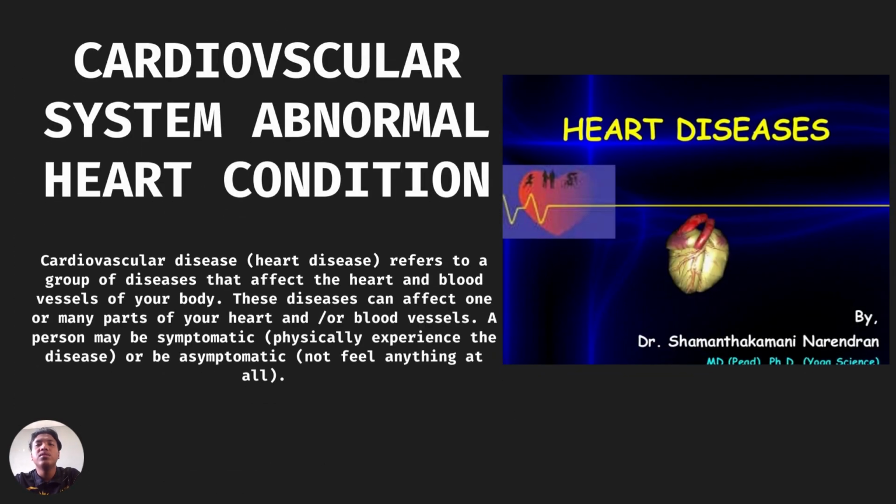Next is cardiovascular system abnormal heart conditions. Cardiovascular disease or heart disease refers to a group of diseases that affect the heart and blood vessels of your body. This disease can affect one or many parts of your heart and blood vessels. A person may be symptomatic, physically experiencing the disease, or asymptomatic, not feeling anything at all.